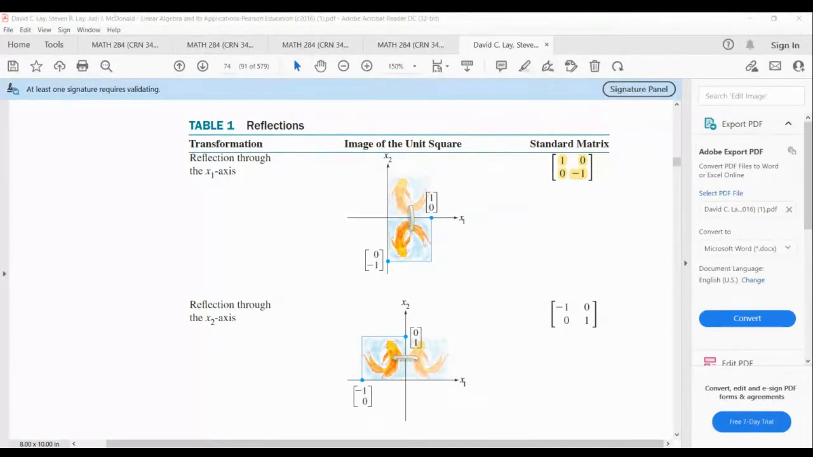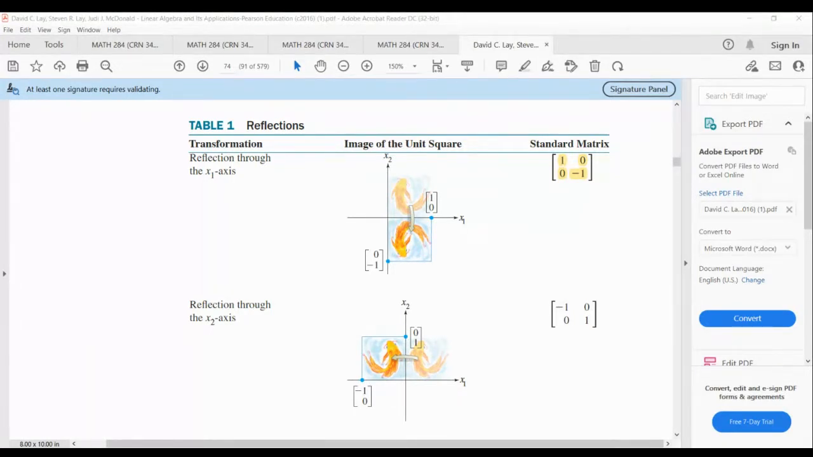That's right, David, the vector 0, 1. So you see, they always are transforming the unit vectors E1 and E2. And the transformed vectors then form the columns of the standard matrix.